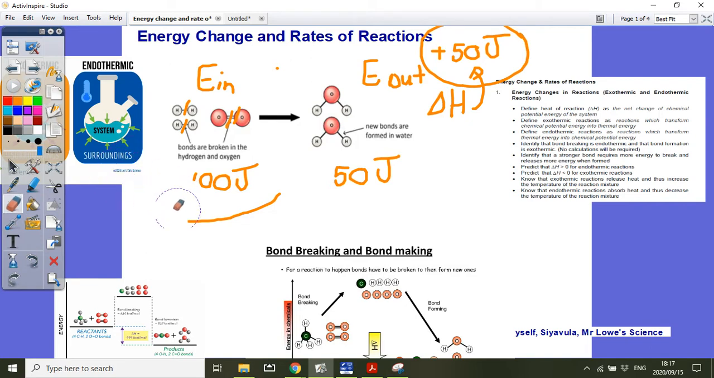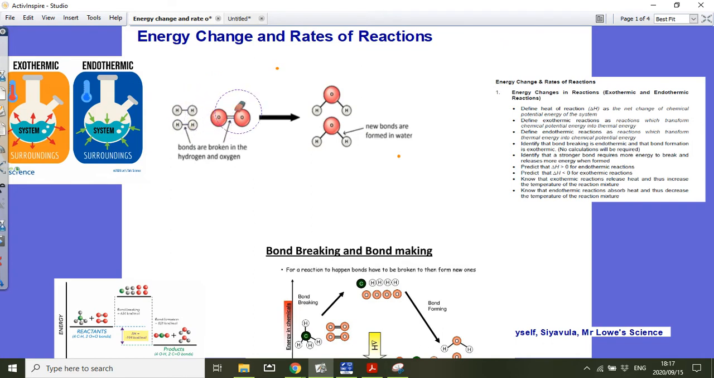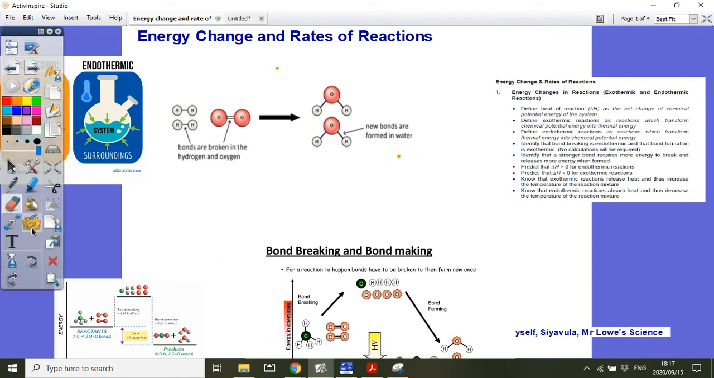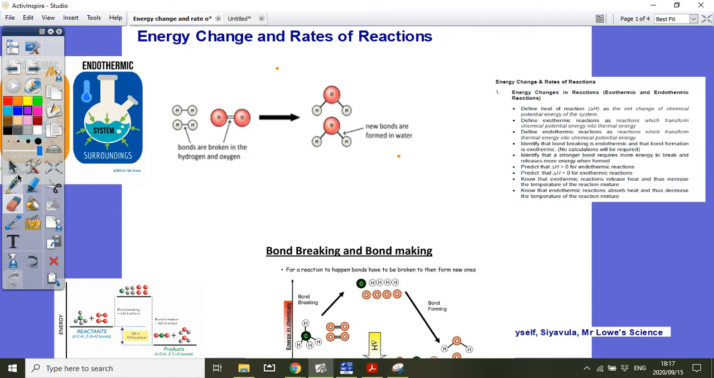Now we need to just look at the terminology. That delta H is called the heat of the reaction, and that is the net change in the energy of the system. When they say system, it's the chemicals they're talking about. So if the system gained energy, delta H is going to be positive, and my container is going to be cold. When the system lost energy, delta H is going to be negative, and my container will feel hot.